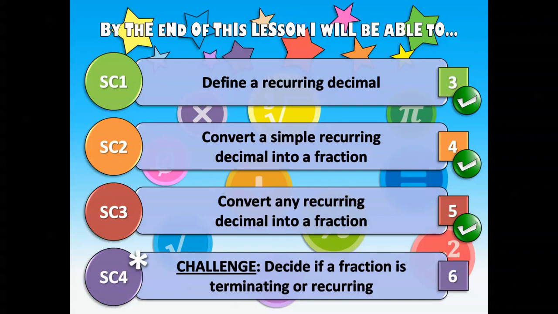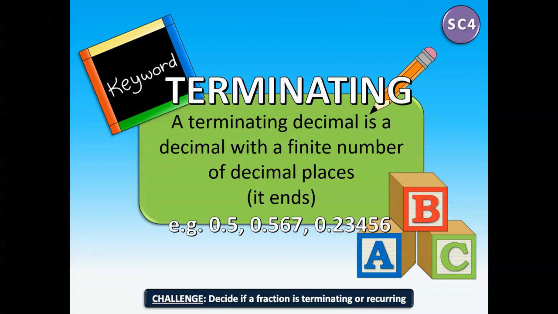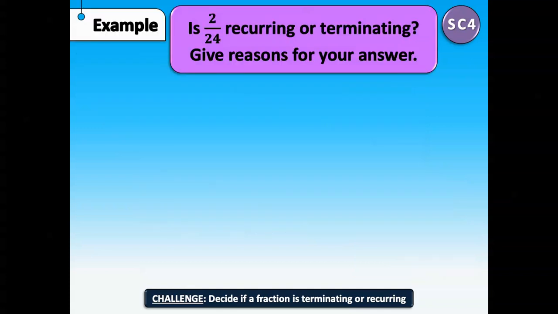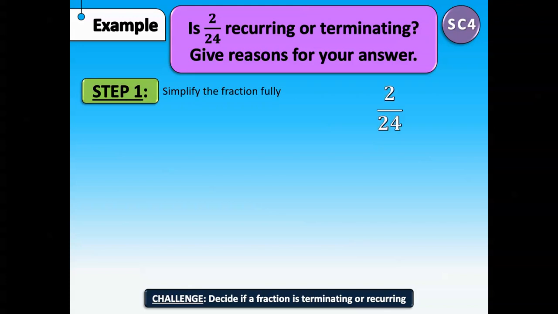So now we're going to move on to number 4, and this is to decide if a fraction is terminating or recurring. So a terminating decimal is a decimal with a finite number of decimal places. In other words, the decimal comes to an end. So we want to decide, is 2 over 24 recurring or terminating? And we want to give a reason for our answer. So the first thing we need to do is simplify the fraction fully. So we can simplify 2 over 24 to 1/12.